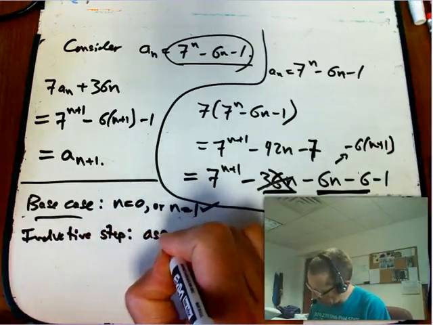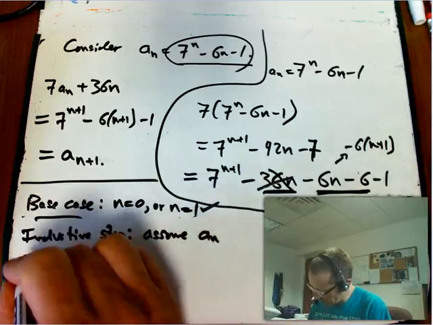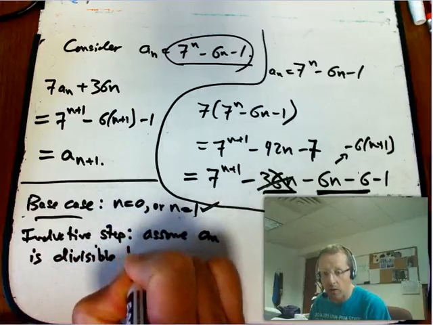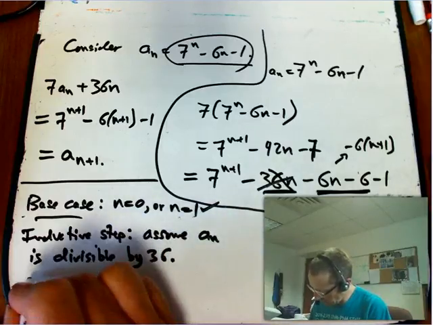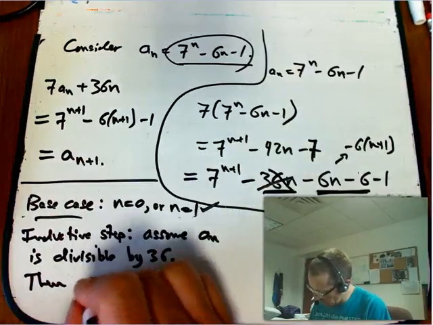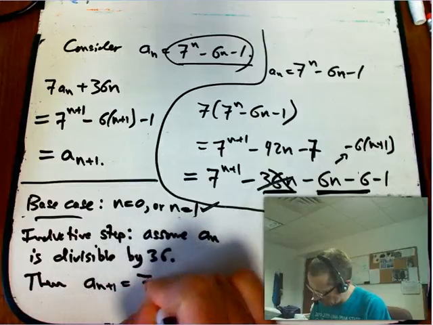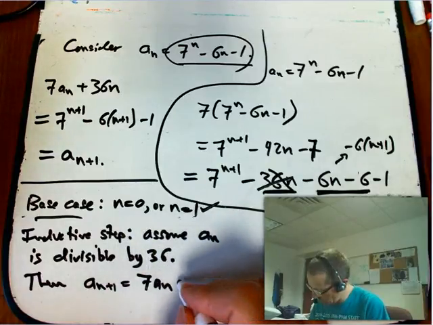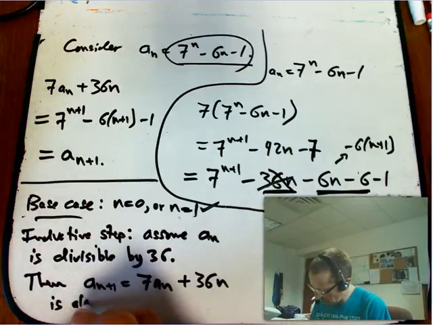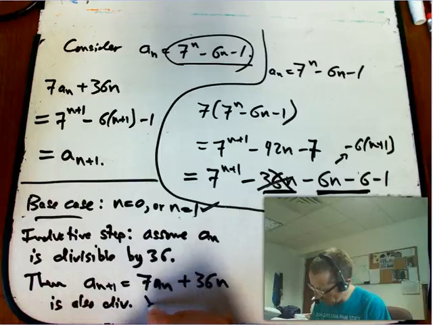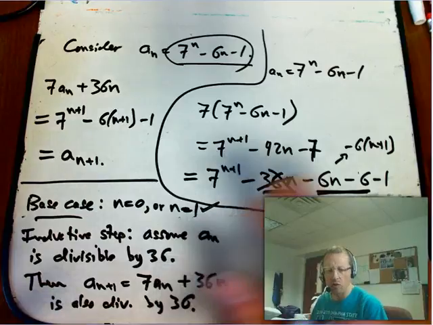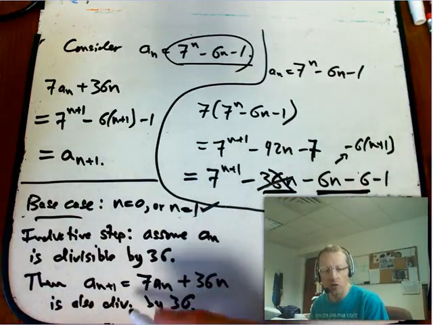So we're going to assume a sub n is divisible by 36. And then I've already done the key calculation, I'm not going to redo it. A sub n plus 1 is 7 times that number that's divisible by 36, plus 36n, which is divisible by 36, so it's also divisible by 36. And if we wanted to be really careful, we'd say, therefore, by induction, this is true for all n.